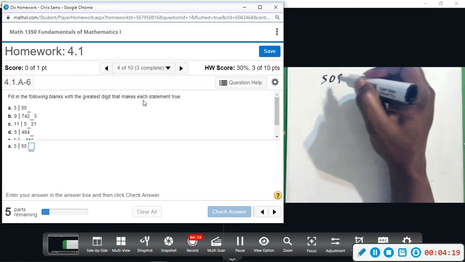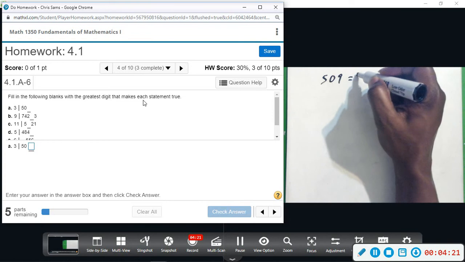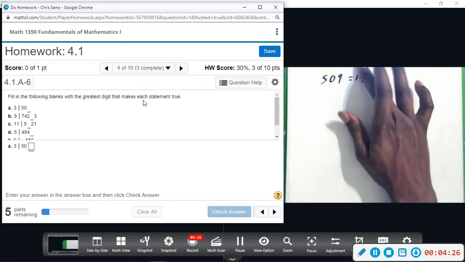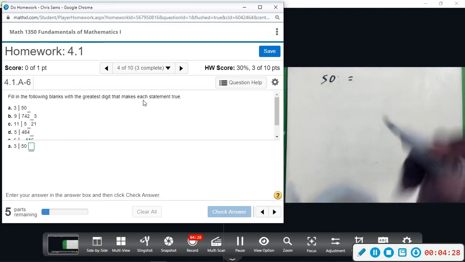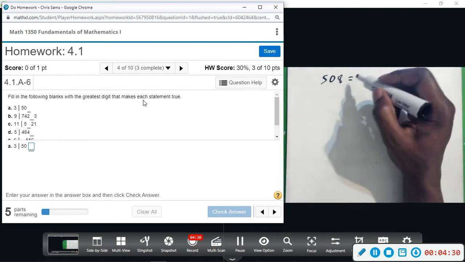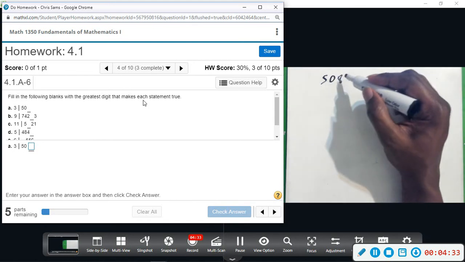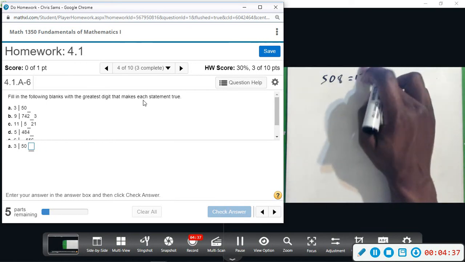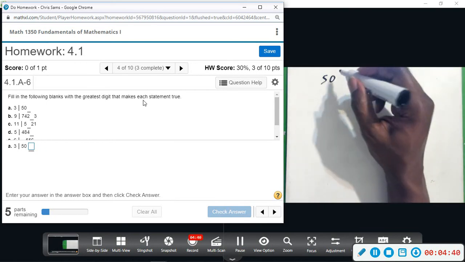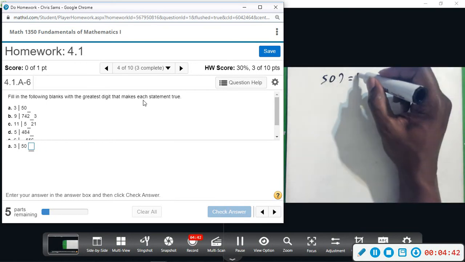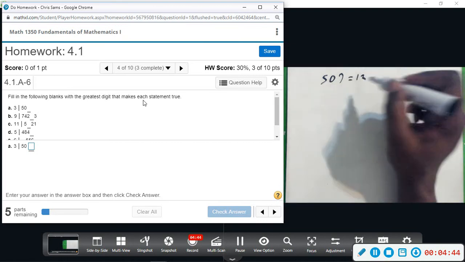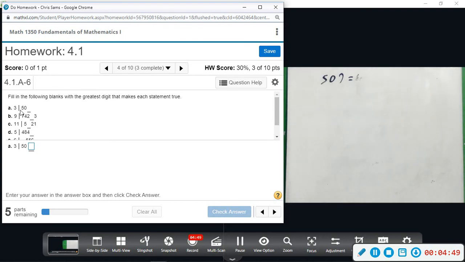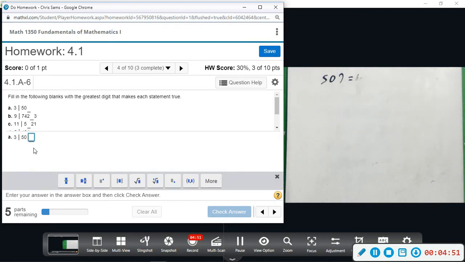So if we did 509, 5 plus 9 would give us 14. That's not divisible by 3. Okay, so we don't want 509. What if we did 508? The next biggest number, 5 plus 8, will give us 13. Okay, not divisible by 3. So if we do 507, 5 plus 7 will give us 12. Just skipping over 0, it doesn't add anything. 12 is divisible by 3. So we want to use a 7 in the first blank.